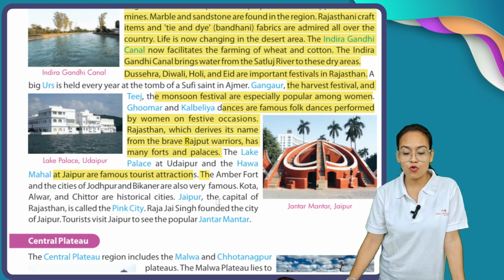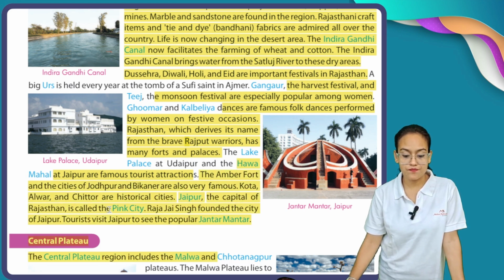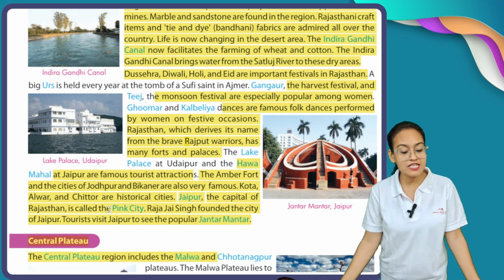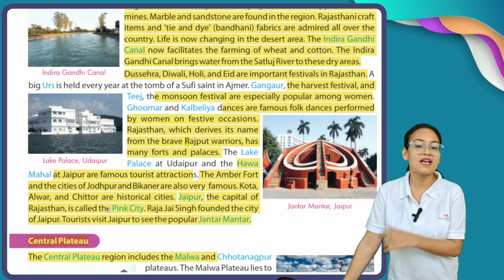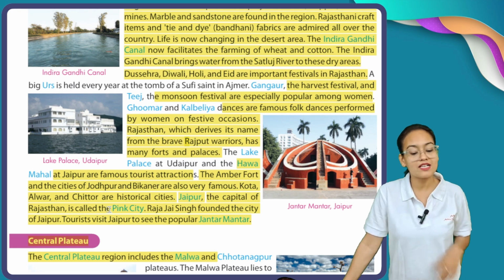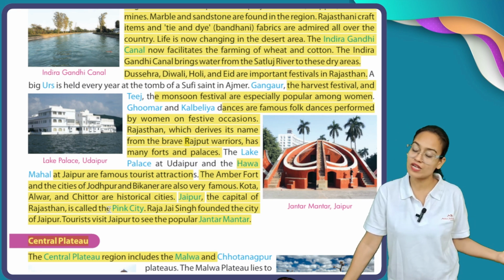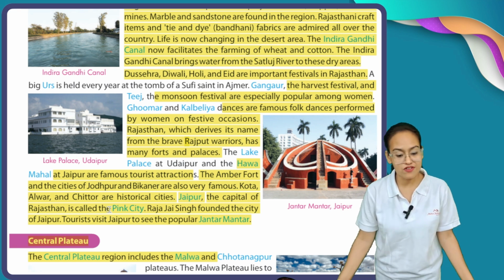The Amber Fort, and the cities of Jodhpur and Bikaner are also very famous. The Amber Fort, which is located at Jodhpur, and Bikaner are also famous tourist places. Kota, Alwar and Chittor are historical cities of Rajasthan.